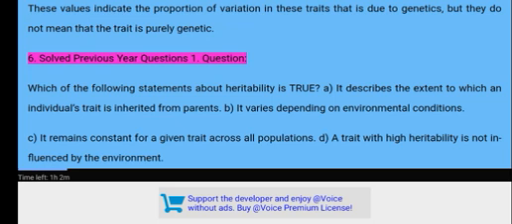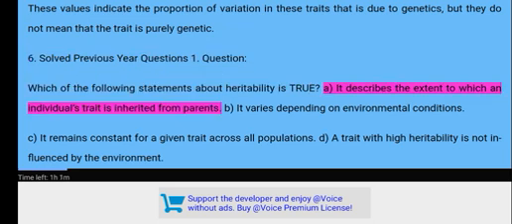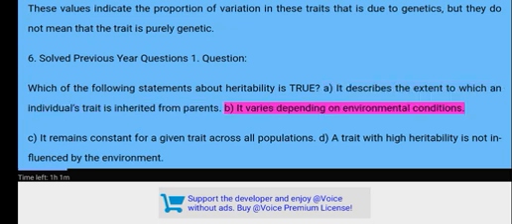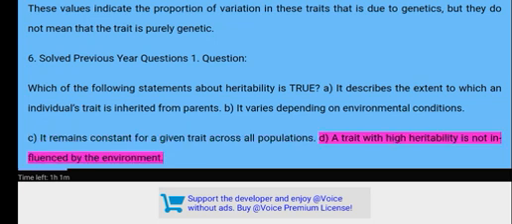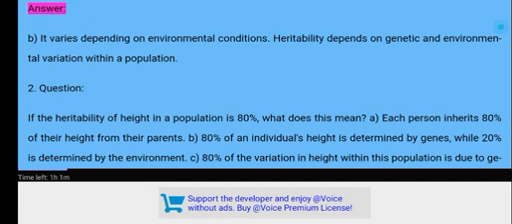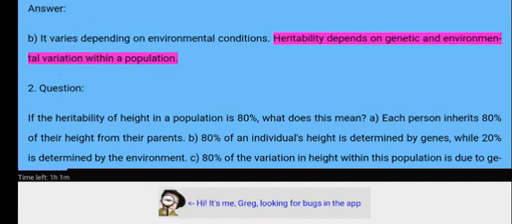6. Solve previous year questions. 1. Question. Which of the following statements about heritability is true? A. It describes the extent to which an individual's trait is inherited from parents. B. It varies depending on environmental conditions. C. It remains constant for a given trait across all populations. D. A trait with high heritability is not influenced by the environment. Answer. B. It varies depending on environmental conditions. Heritability depends on genetic and environmental variation within a population.